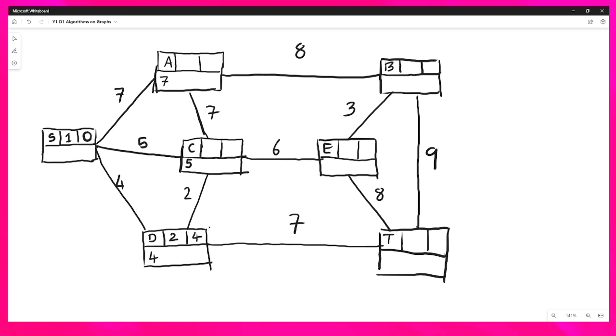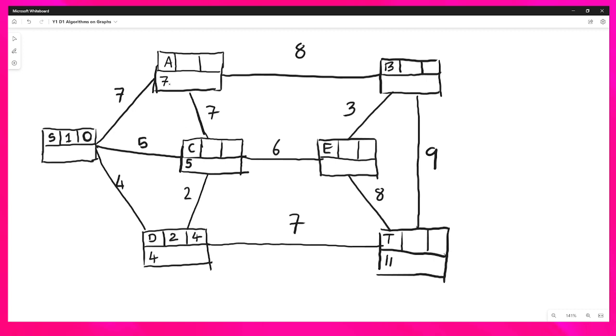We put the smallest value in the working box in the final label, and now we look at the arcs coming out of D. So we've got DT here, which is 7. 7 plus 4 is 11, so we put an 11 in the working value of the T box. D to C is 2, so the path SDC has a length of 6. 6 is bigger than 5, so we don't write the 6 down. We've now considered all of the arcs coming out of D, so we're done with D.